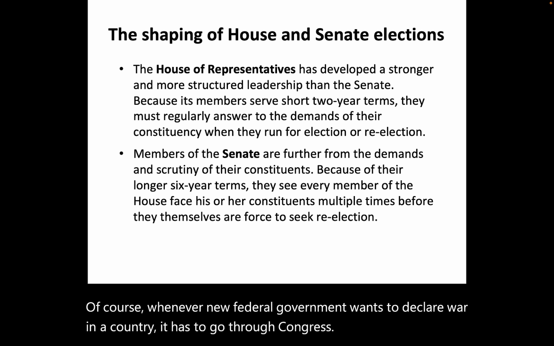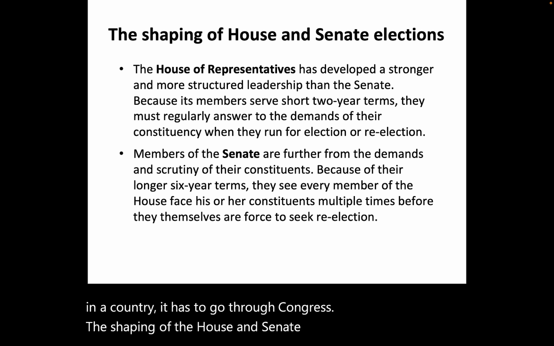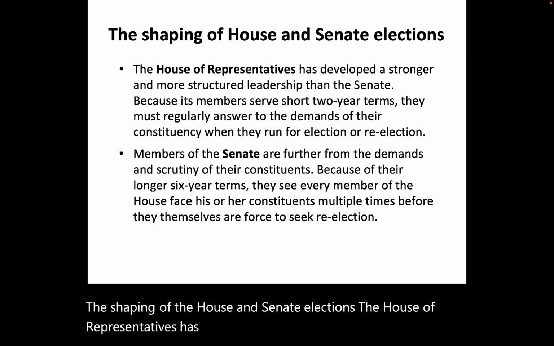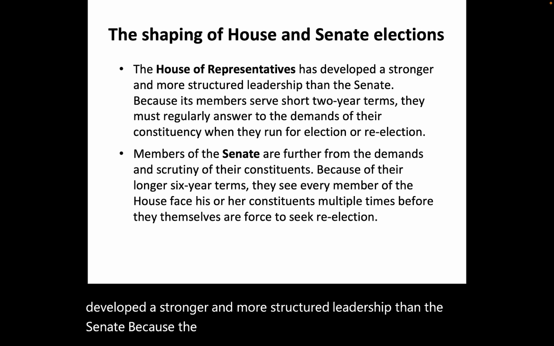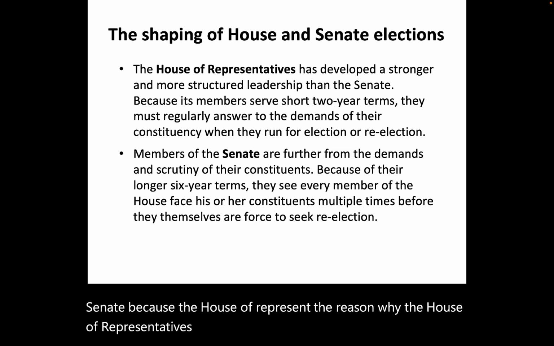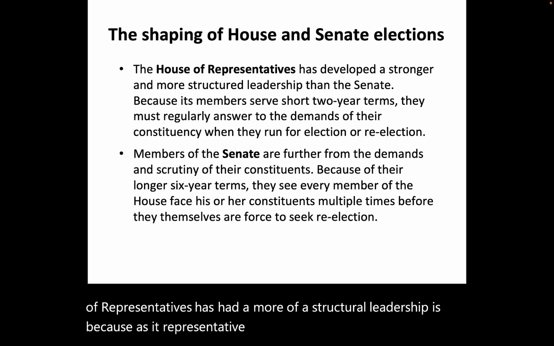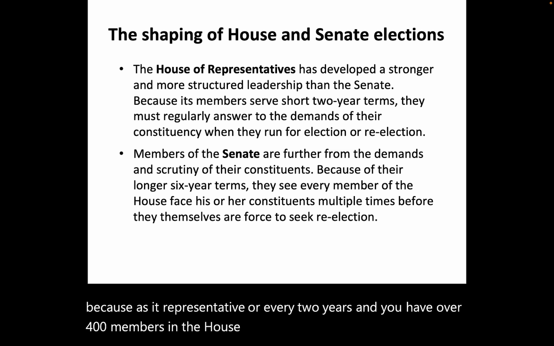The shaping of the House and Senate elections. The House of Representatives has developed a stronger and more structured leadership than the Senate. The reason the House has more structural leadership is because the House of Representatives is voted on every 2 years, and you have over 400 members in the House. Because of that, you have to run a tight ship.